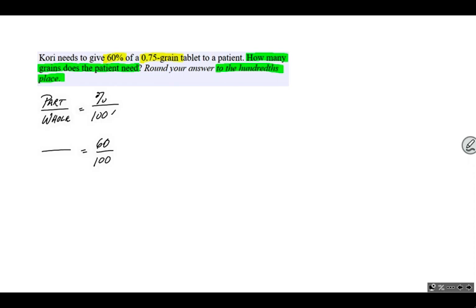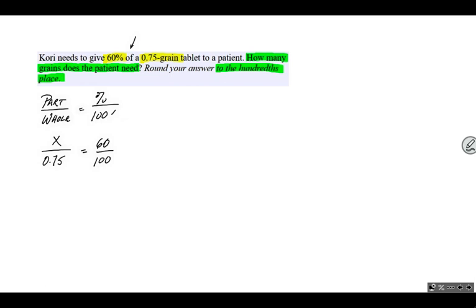In this case, what are we given? We have 60% of a 0.75 grain tablet. The 0.75 grain is the whole. This "of" is a good indicator that we're taking a part of some whole. So the whole is this 0.75, and the part is what we need to solve for. That's our unknown, and we can represent that with an x as our variable.